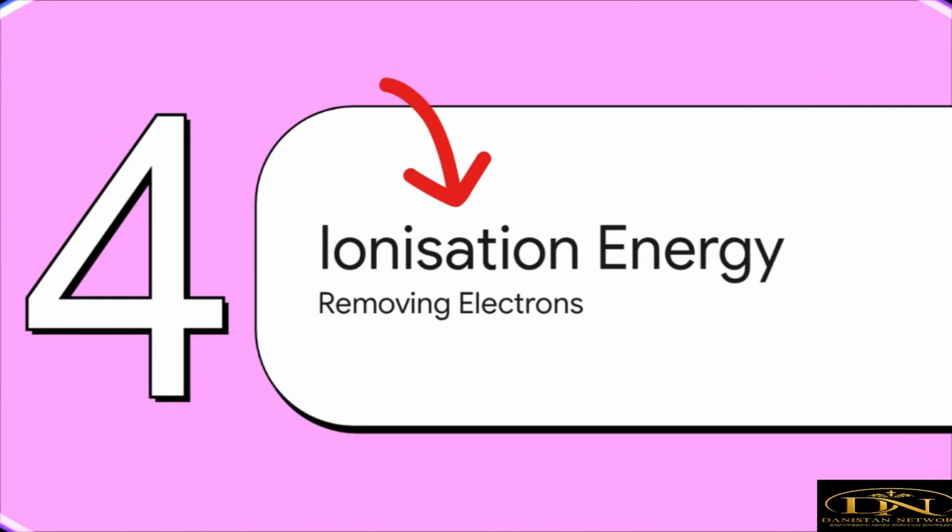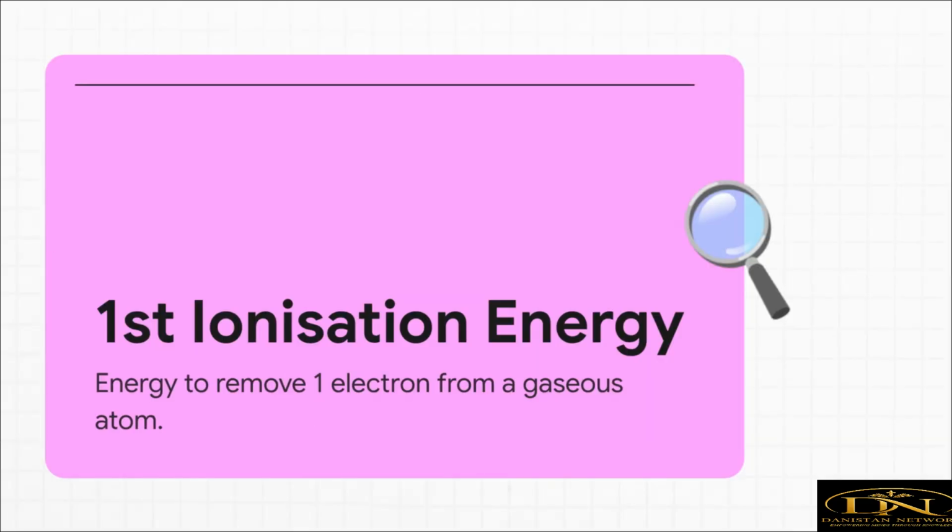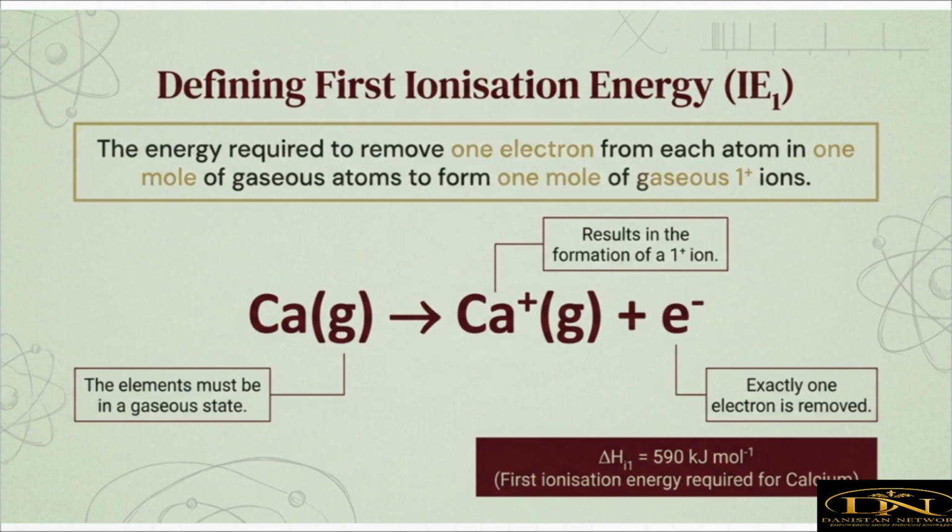Defining ionization energy. Removing electrons. This brings us to a massively important concept, first ionization energy. The exact definition is the energy required to remove 1 electron from each atom in 1 mole of gaseous atoms to form 1 mole of gaseous 1+ ions. I really want to emphasize the word gaseous here. It is absolutely vital to the formal definition. Basically, this is the physical measurement of how tightly an atom is gripping onto its electrons.